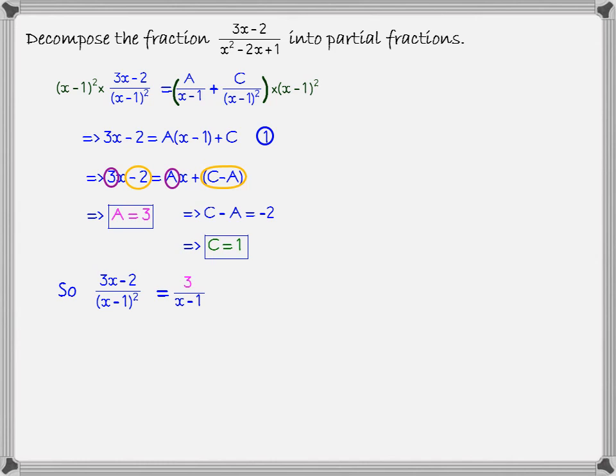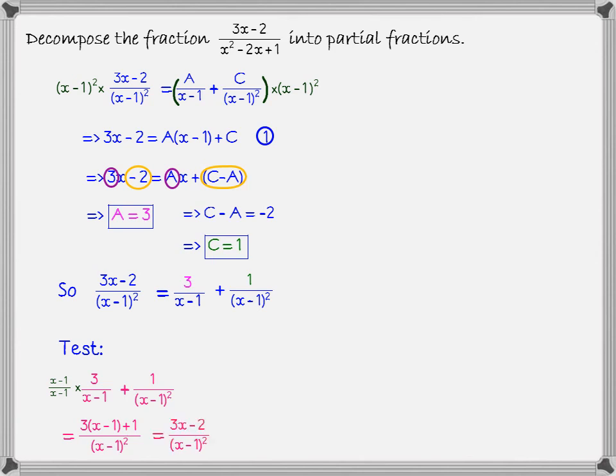So we seem to have a decomposition of 3x minus 2 over x minus 1 squared as 3 over x minus 1 plus 1 over x minus 1 squared. We will only know for sure that this is correct if we test our answer by adding the decomposed fractions 3 over x minus 1 plus 1 over x minus 1 squared. We'll have to multiply the 3 over x minus 1 by x minus 1 over x minus 1 to get a common denominator. If we then add the fractions, it will give me 3x minus 3 plus 1 over x minus 1 squared, which simplifies to 3x minus 2 over x minus 1 squared, which is my original fraction. And therefore, this method of decomposition works.